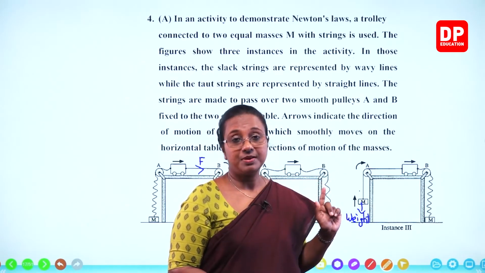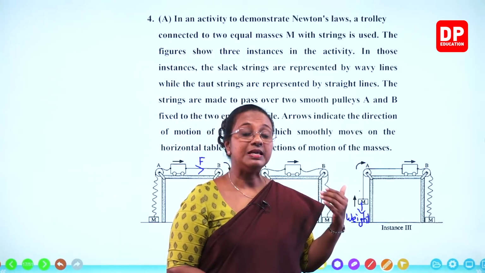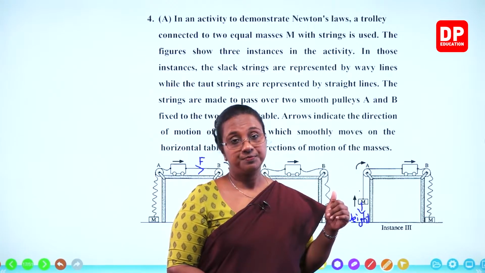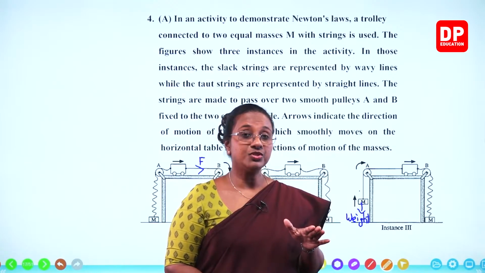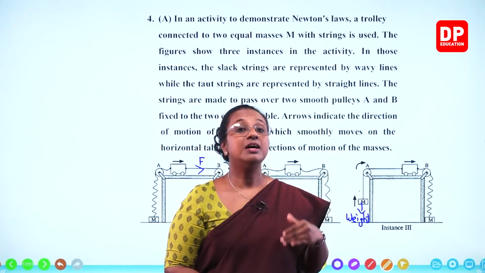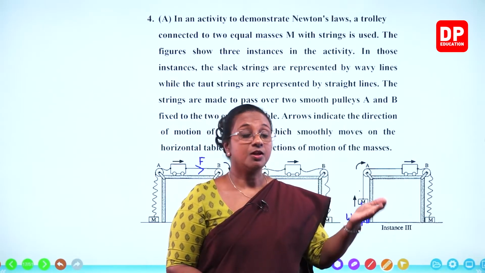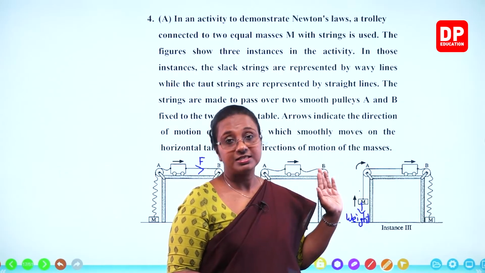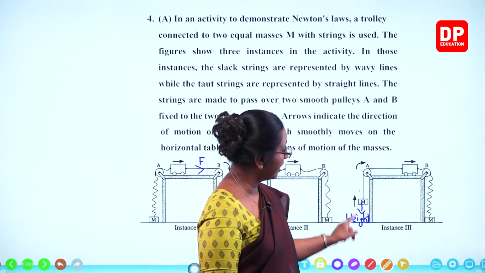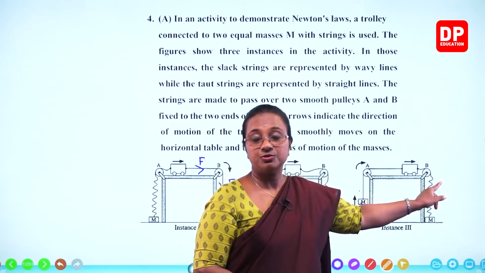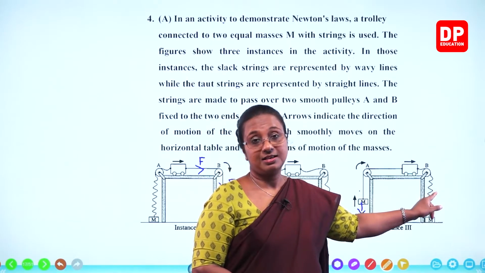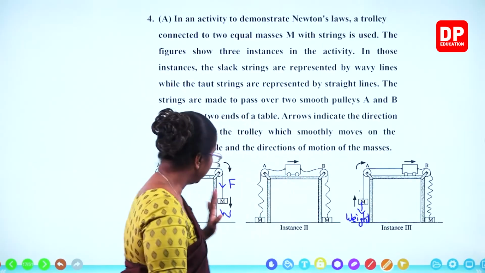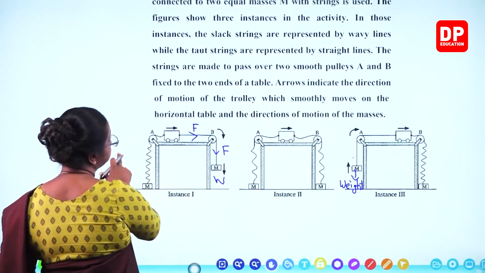So what is happening there? There is a force being exerted against the direction of movement of the trolley. So that is an unbalanced force, and that will give rise to a deceleration. The trolley will decelerate. You all have to understand that, because the pull is this way, but the trolley is moving opposite to that. So it will decelerate, and that will be a uniform deceleration. Those are the things you need to understand.